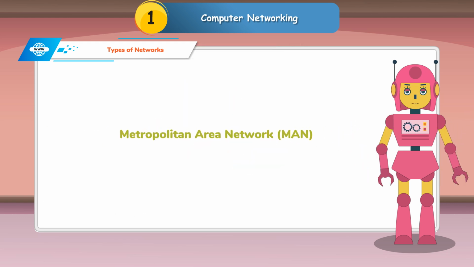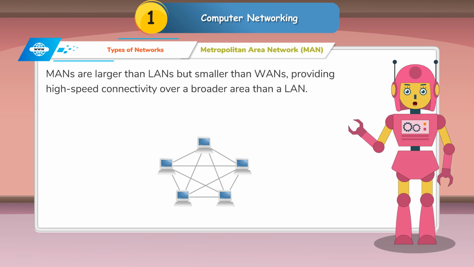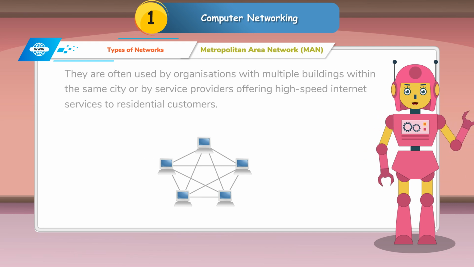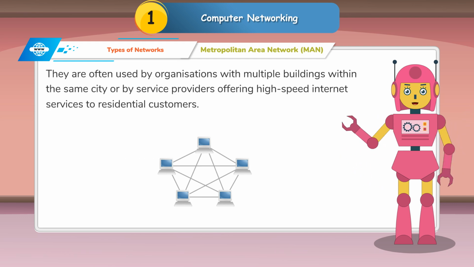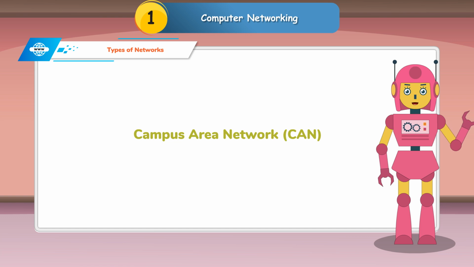Metropolitan Area Network, MAN. A metropolitan area network, MAN, is a network that spans a city or a large campus, connecting multiple LANs within the area. MANs are larger than LANs but smaller than WANs, providing high-speed connectivity over a broader area than a LAN. They are often used by organizations with multiple buildings within the same city or by service providers offering high-speed internet services to residential customers.